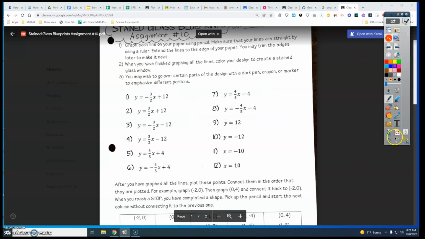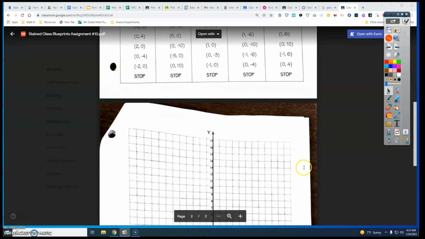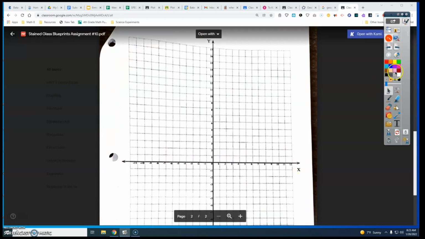I'm just going to erase this so I can move down to the next page. So when we go down here, like we said before, we're going to start at 12. If we start at 12, 12 is going to be right here. So that's our starting point. That's our beginning, our initial value. And we said we're going to go down 3 over 2. So 1, 2, 3 over 2 would be right here.